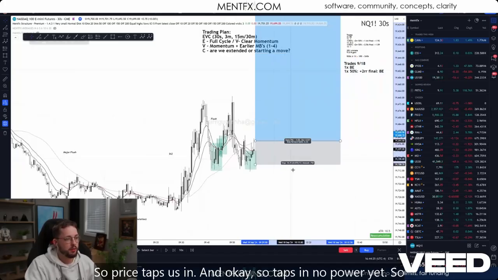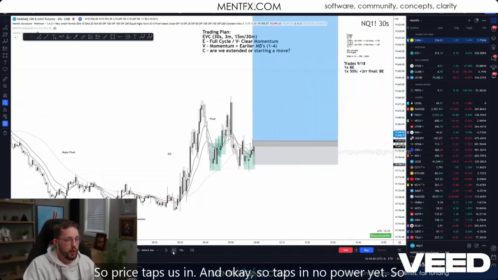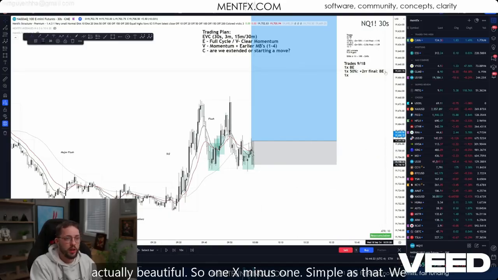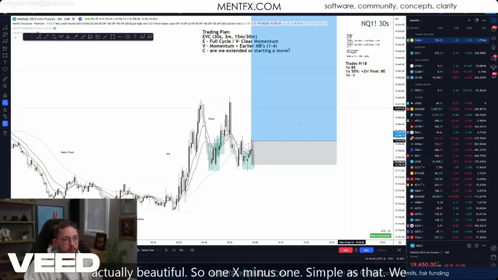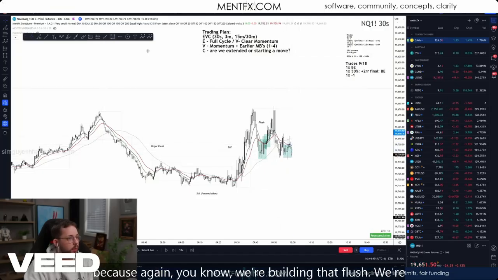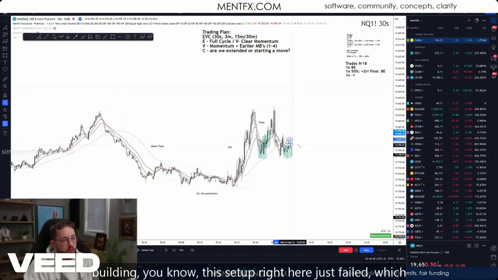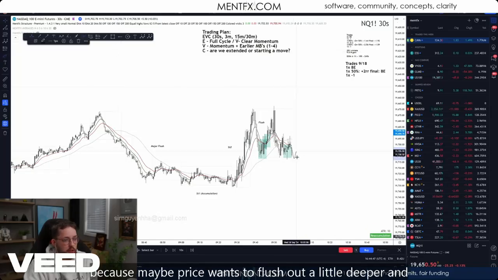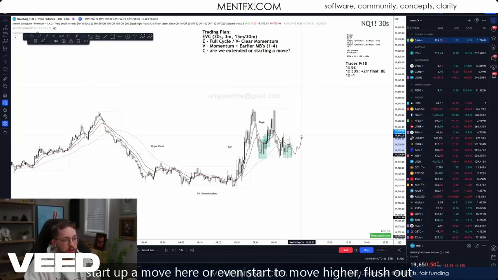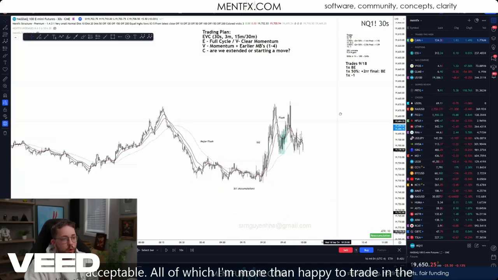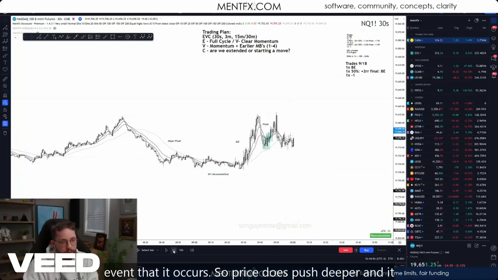So price taps us in. And okay, taps in, no power yet, so nothing to do, and actually taps us right out. That's actually beautiful. So 1x minus 1. Simple as that. We eliminate this, and we assume we're still in that stage 1, because we're building that flush. This setup right here just failed, which is perfectly fine, and now we might build another one, because maybe price wants to flush out a little deeper and start up a move here, or even start a move higher, flush out, and then start a move here. All of which is perfectly acceptable, all of which I'm more than happy to trade in the event that it occurs. So price does push deeper.